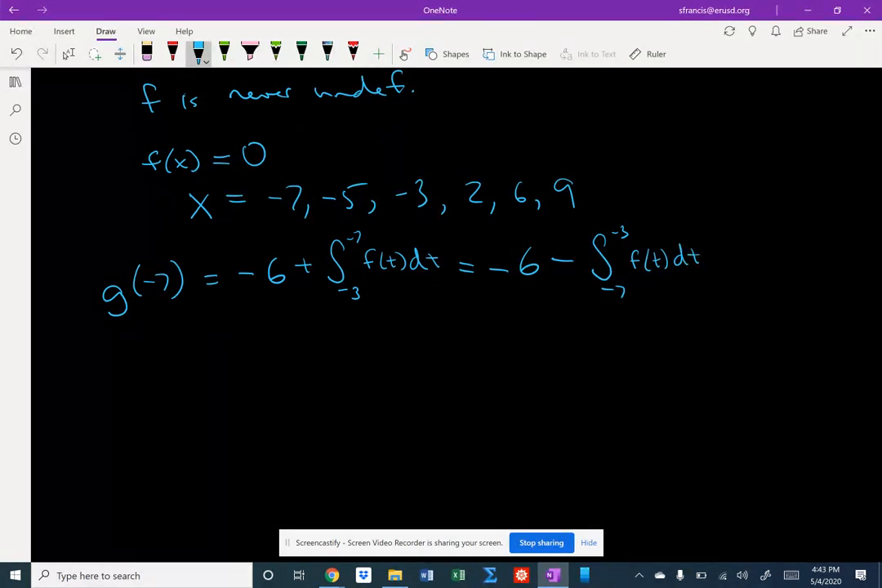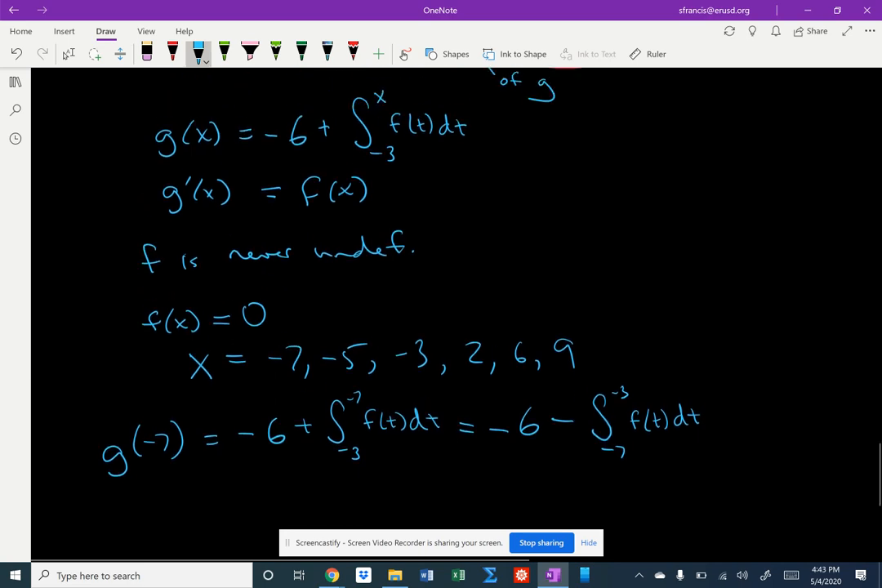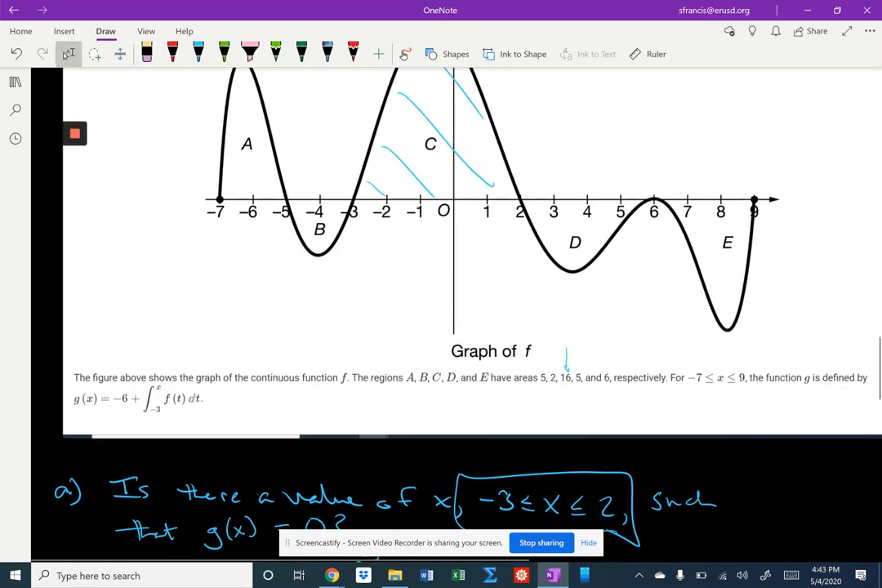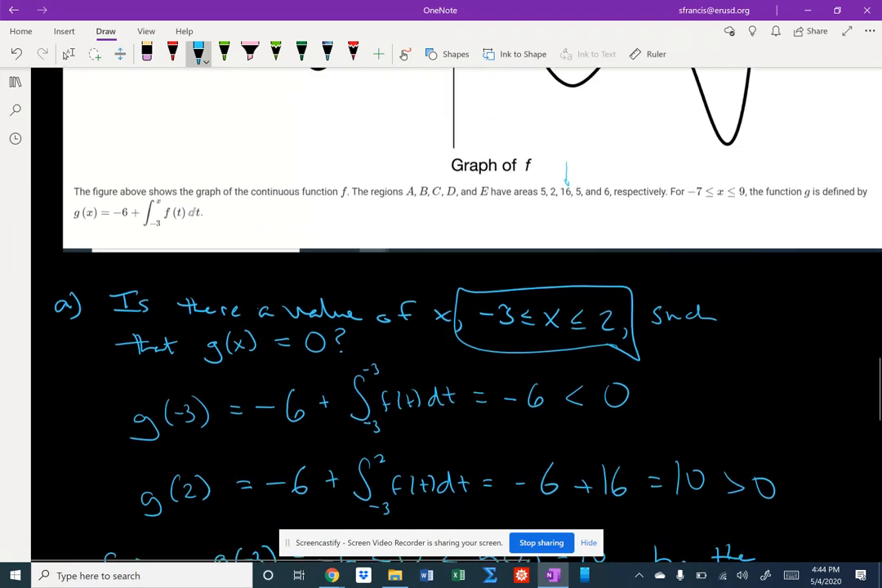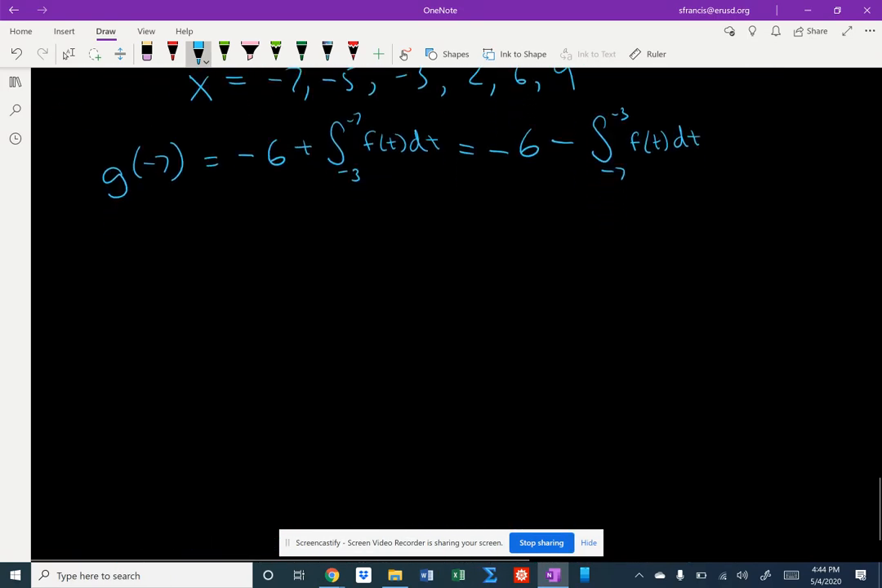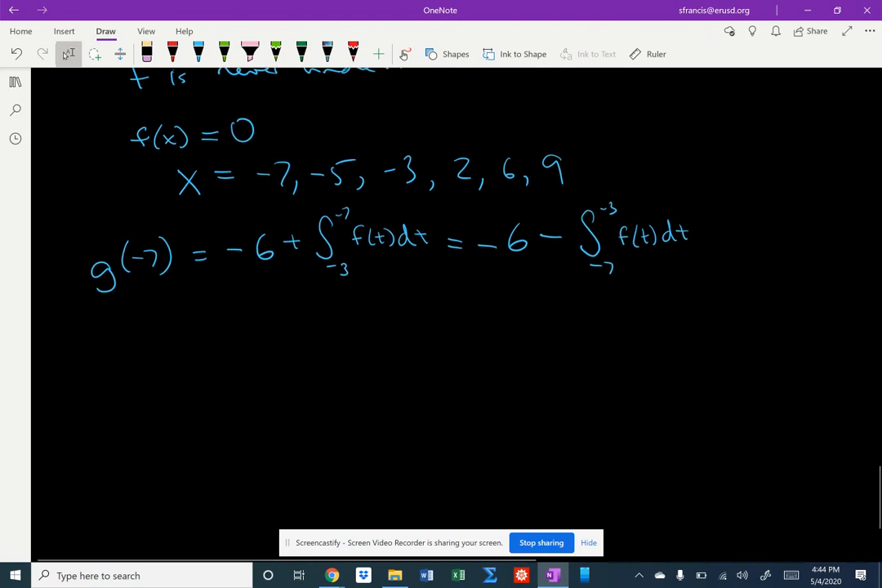A lot of you didn't, and you ended up with the wrong answer for G of -7, and you didn't realize that you were dealing with your absolute minimum happening at that endpoint. If we go up here from -7 to -3, we're talking about two regions. We have region A and we have region B. A is positive because it's above the horizontal axis, and B is negative because it's below. A has an area of 5, B has an area of 2, so the net area between them is going to be a +3. And so if I go back down here and substitute in that +3, then I get -6 minus that +3, which works out to be -9.